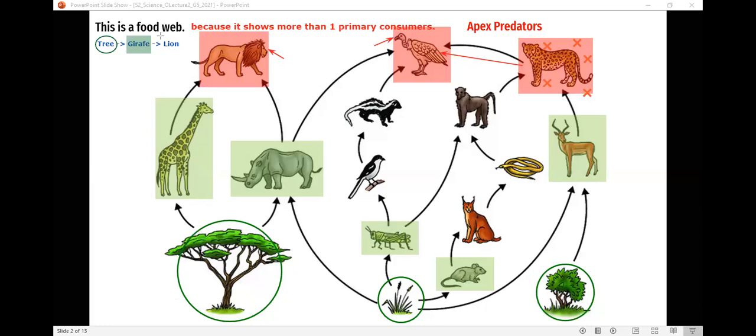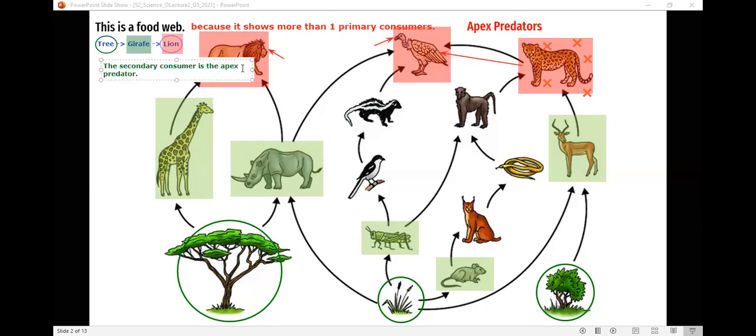The lion. Where is the apex predator? The lion. So in this food chain, the secondary consumer, which is the lion, is the apex predator.